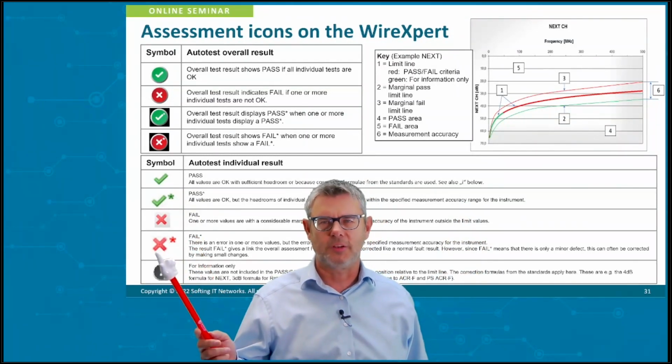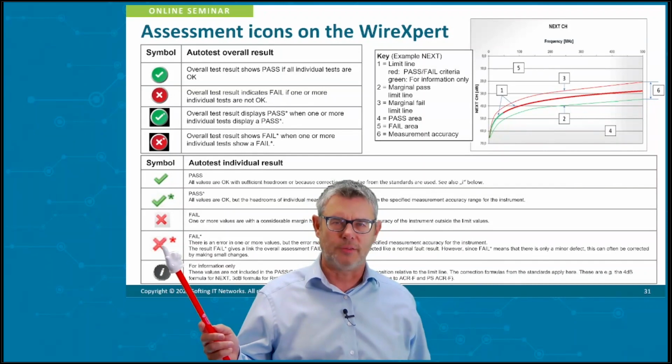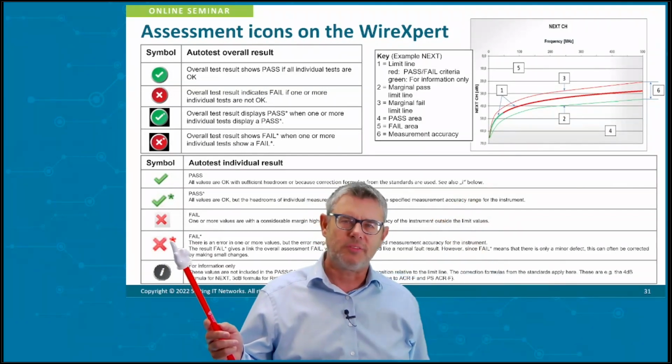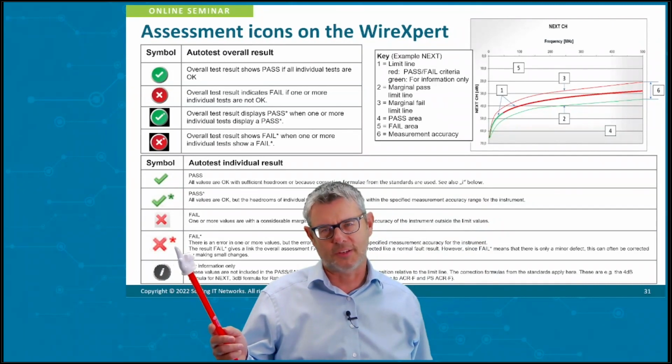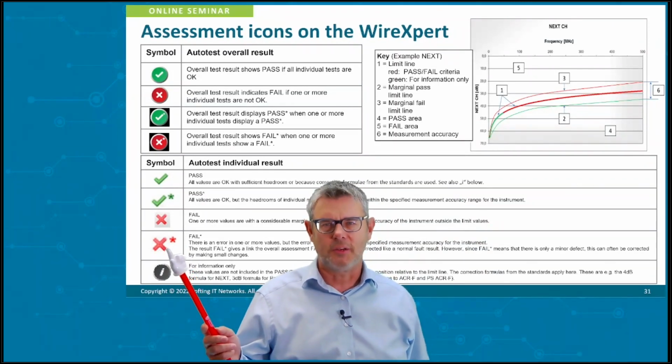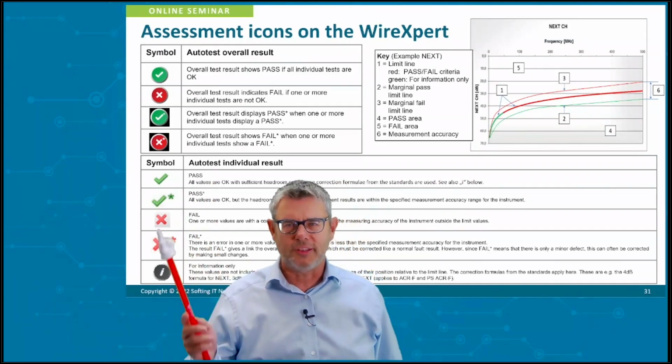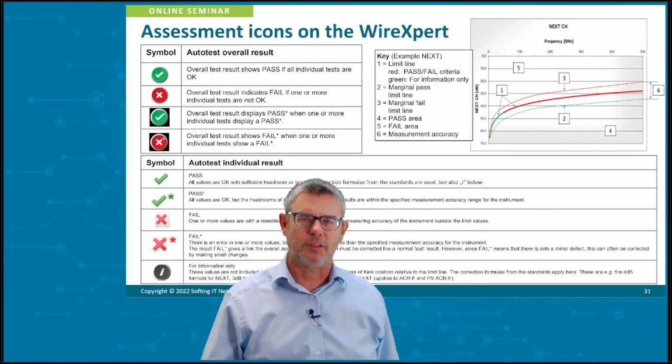The same for this one here. If we are above the limit line, but very close to the limit line, you also get this red X with the asterisk on it. And this tells us you're very, very close to the limit line. So there are more indicators now than just a pass or a fail.